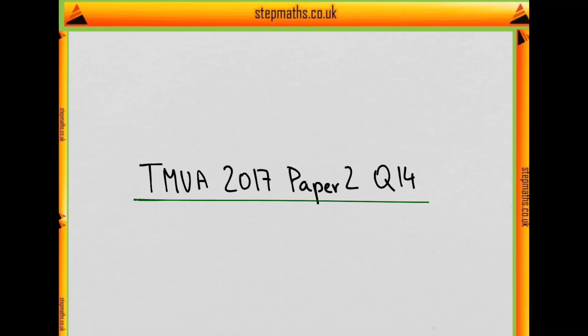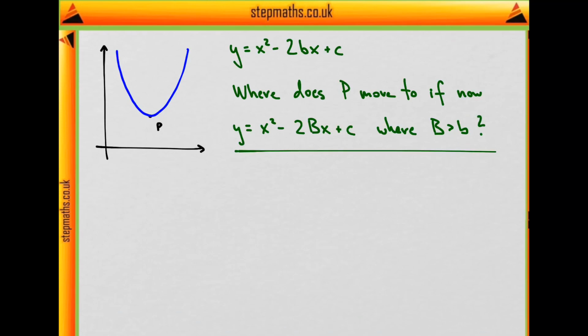This is question 14 from the second paper of the 2017 exam. So in this question, we see a graph of a parabola with a vertex P, and we know that the function which it describes is y equals x squared minus 2bx plus c.